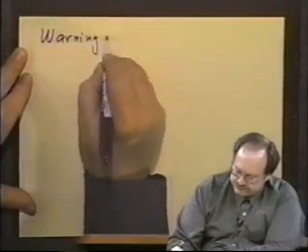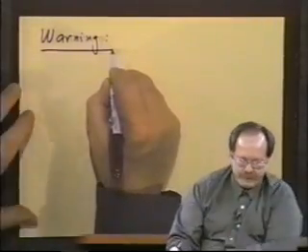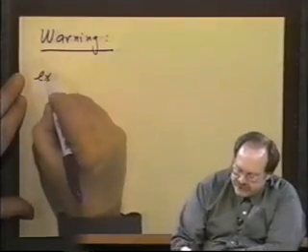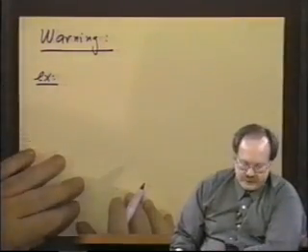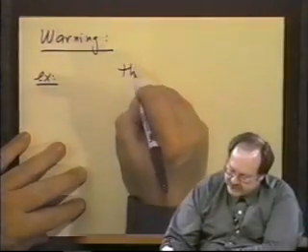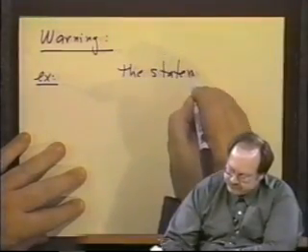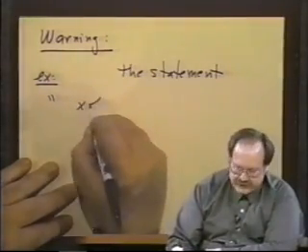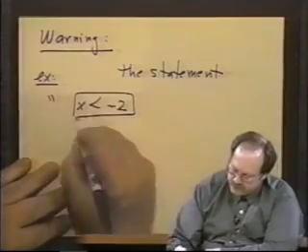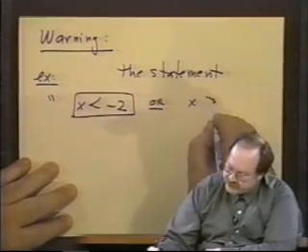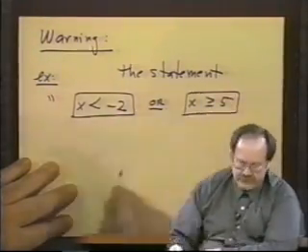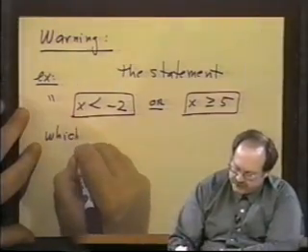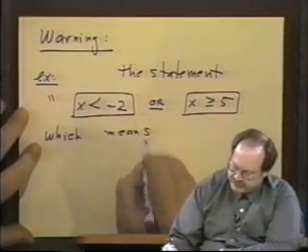All right, there is a warning I want to give you. A warning. And this is a very common error, so I want to make sure that you don't do this. The statement that looks like this, the statement, I'll put it in quotes, say, x is less than minus 2, or x is greater than or equal to 5, okay, which means, let me go ahead and show you the picture, because that'll help you understand what this means.